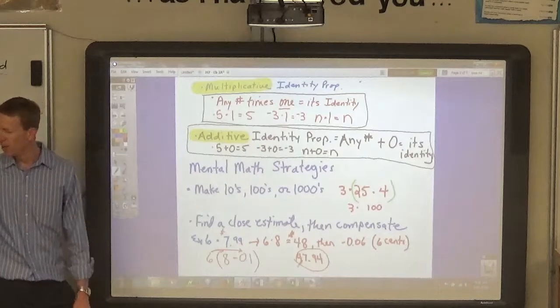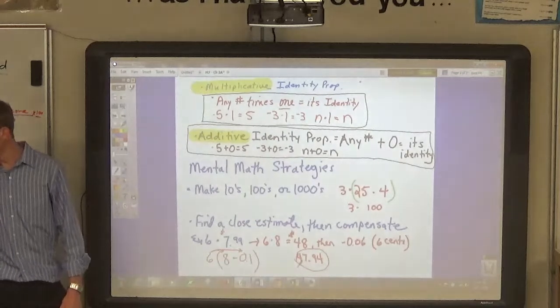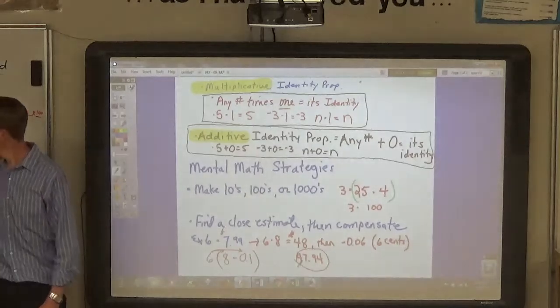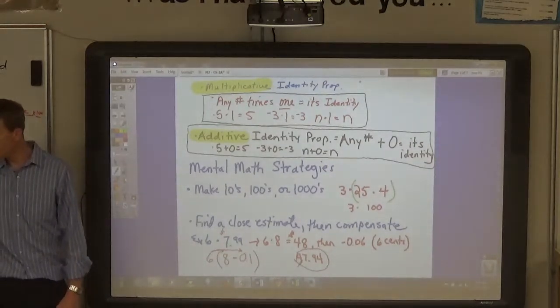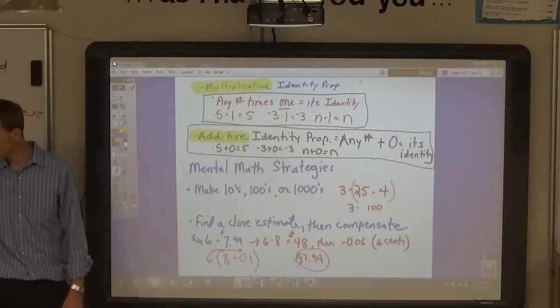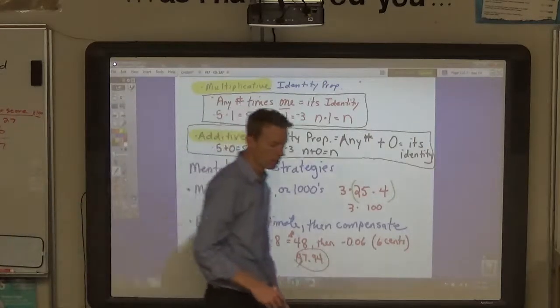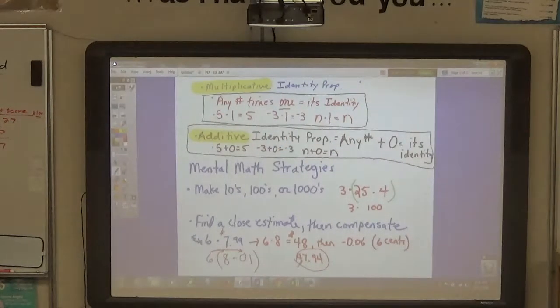So your assignment is on page 71, it's written up there, 2 to 36 evens. And you're going to practice using the rules and practice some mental math strategies when you're doing these.